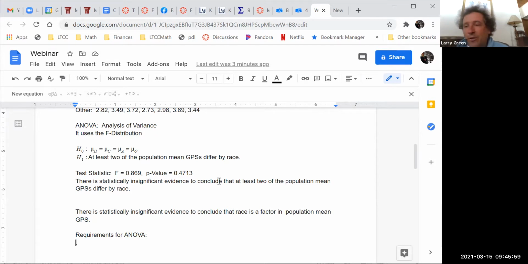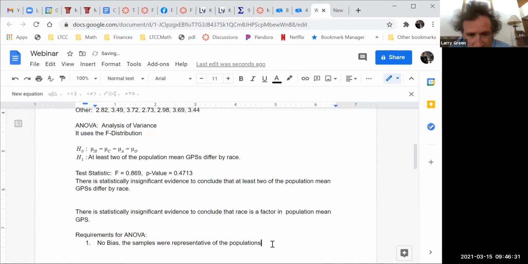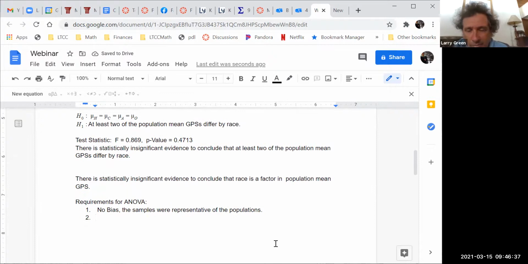Okay, so just a note, I just want to remind you of some of the requirements. So now I could write down the requirements for ANOVA. So the good news is one of them is no bias. So that means that the samples were representative of the population. Maybe I'll write that down. Any questions on that? Any questions?